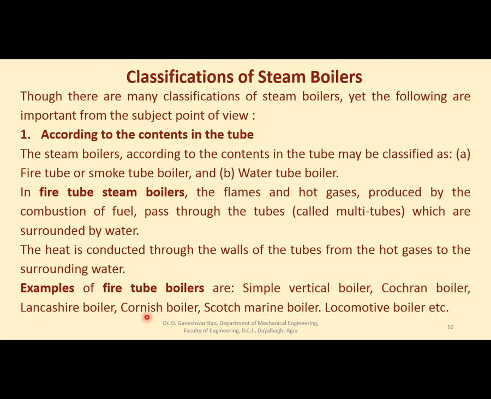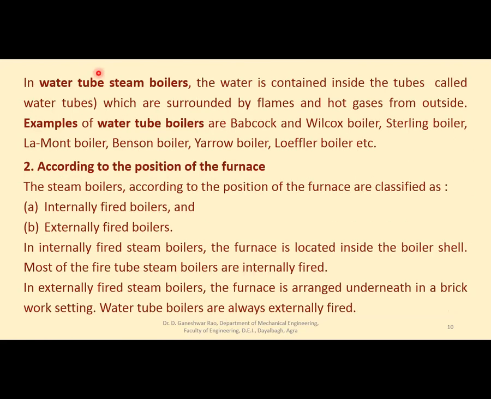Then Lancashire boiler, Cornish boiler, Scotch marine boiler, locomotive boiler, and many other boilers are there which are fire tube boilers, but these are very common, some of which you are going to study in the later part of this unit, right? In water tube boilers, water is contained inside the tubes called water tubes, which are surrounded by flames and hot gases from outside. क्या डिफरेंस हुआ इसमें? पानी ट्यूब्स में से पास होगा और जो गैसेस आ रही हैं वो गैसेस, those gases will surround the tubes and thereby transfer their energy to water.